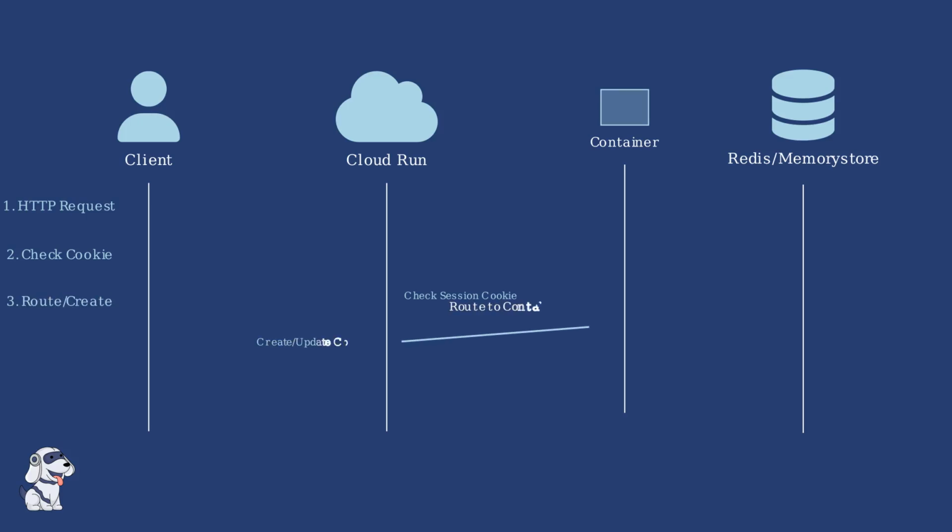Step 3. Based on the cookie check, CloudRun makes a routing decision. If a valid session affinity cookie exists, the request is routed to the same container instance. If no cookie exists, CloudRun selects an available container instance and creates a new session affinity cookie.